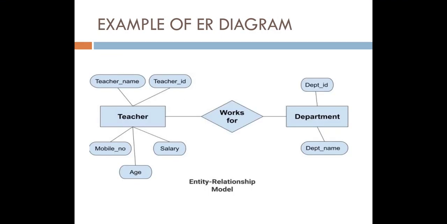In the next diagram, we have taken two entities, teacher and department. Here the teacher entity is associated with the different attributes like teacher ID, teacher name, mobile number, age, salary, and the department entity is associated with the two attributes, department ID and department name. The entities teacher and department are connected with each other by the relationship works for. So here is one simple example of ER diagram.